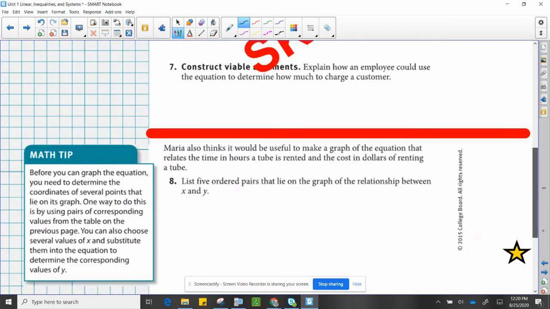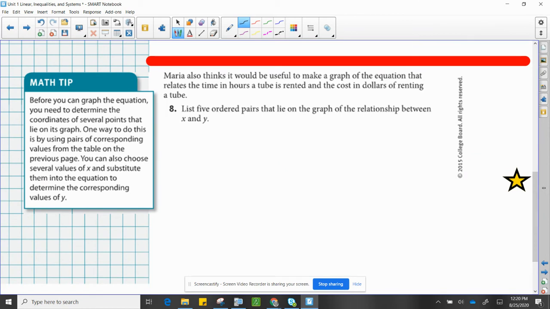Okay, we're going to skip 6 and 7 just for the sake of remote learning so we can move on a little quicker. Okay, so Marie is going to find it useful to make a graph of this equation that relates the time in hours a tube is rented and the cost in dollars of renting a tube. So list 5 ordered pairs that lie on the graph of this relationship between x and y. So remember, y equals 2x plus 5. That's our equation. $2 per hour plus the flat fee of $5 equals our cost.